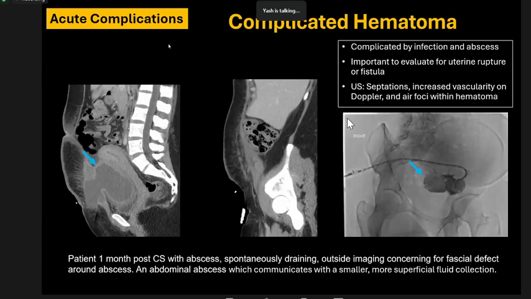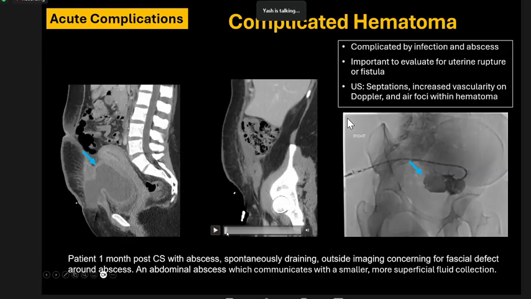Okay, moving on, the hematomas can get complicated and infection can happen. So this patient presented 1 month after cesarean section and she had a bladder flap hematoma. So this collection was a hematoma to begin with. Now it is like an abscess. So again, uterus and bladder, and this is a large bladder flap hematoma that got infected and it's communicating with the anterior abdominal wall. It will become more apparent when I play the cine.